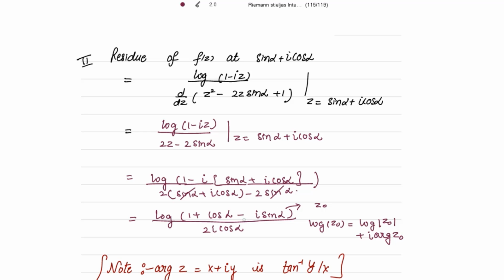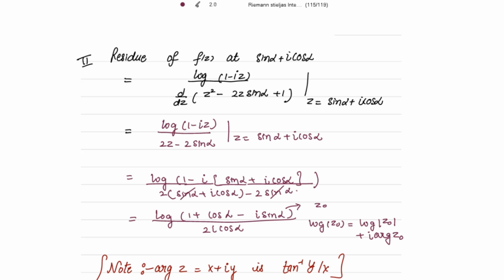Because argument is tan inverse y by x. Here I am having the negative sign with the imaginary part, so this is negative of sine alpha over 1 plus cos alpha. This negative will come outside, and the positive sign will be changed into the negative, right? So I am doing that. So this is equal to log of, what is the mod of 1 plus cos alpha minus iota sine alpha? That is square root of 1 plus cos alpha whole square plus sine of alpha whole square.